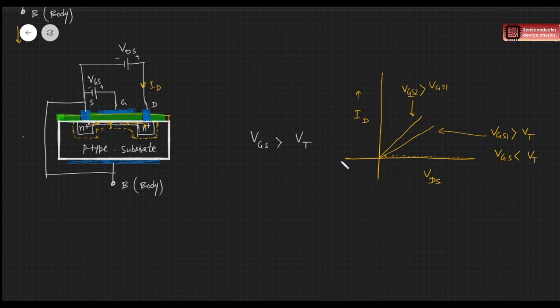But if you see carefully, if you keep increasing this VDS value, will this increase linearly? It will not increase.